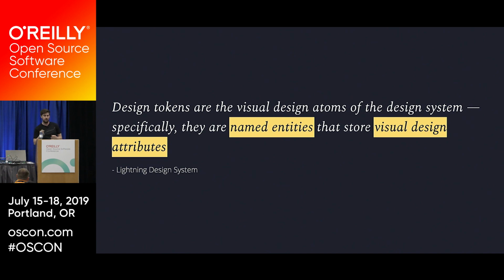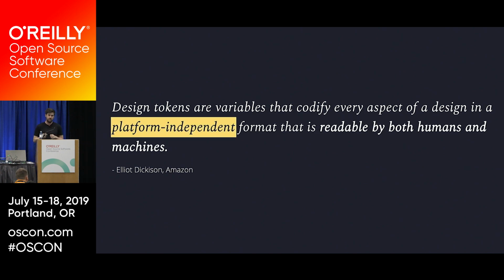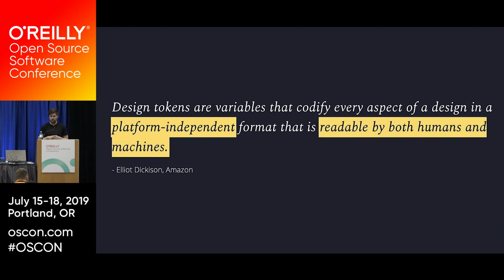Simple enough. Let's build on this definition a little bit more. This is written by one of my colleagues at Amazon who has done a lot of work in the design token space, and he defines design tokens as variables that codify every aspect of a design in a platform-independent format that is readable by both humans and machines. So basically, merging these two definitions together, we have something that's platform-independent, a key value pair, and readable by both humans and machines.